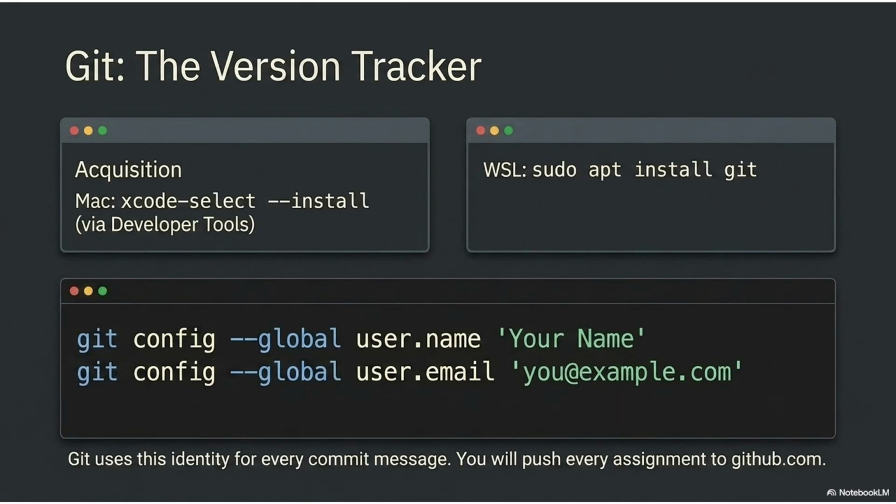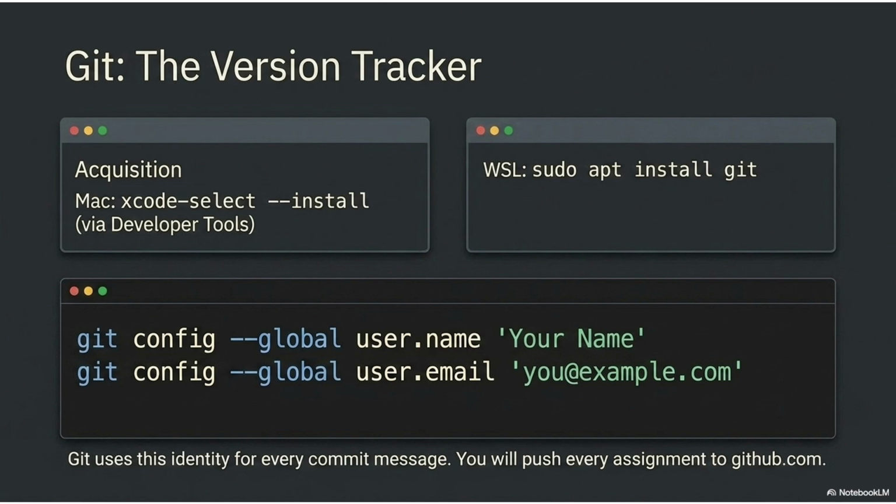Git is the version tracker. Every assignment in this course is submitted via GitHub or Git. So Git must be installed and configured with your identity before you begin. Installation on Mac: make sure to have installed xcode-select --install. This should install Git alongside Xcode and the command line tools. For WSL, use sudo apt install git.